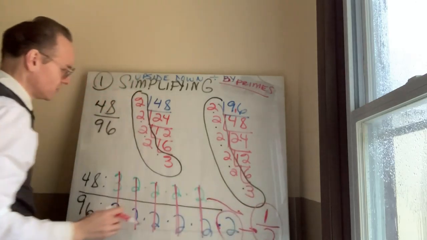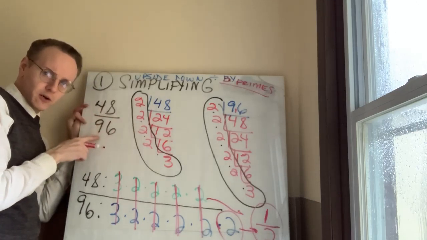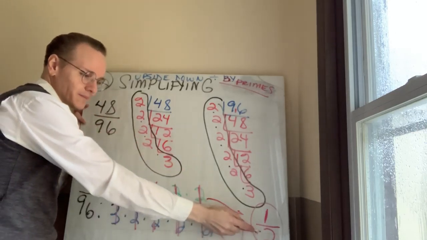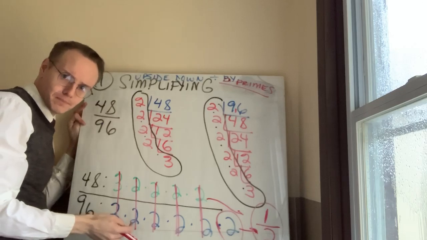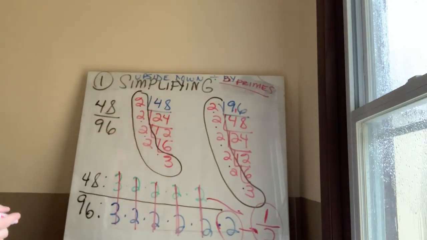That means, although this is perhaps an intimidating fraction, 48 over 96, it really is 1/2 by another name. It's disguised, if you will. You can see the benefit of doing this.